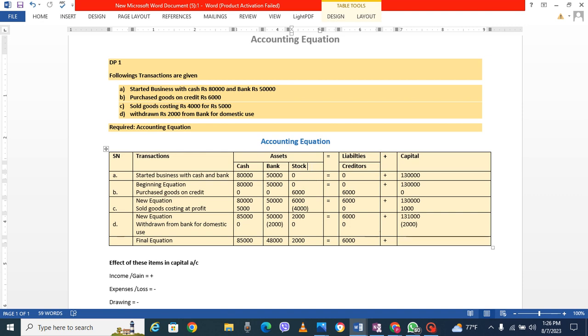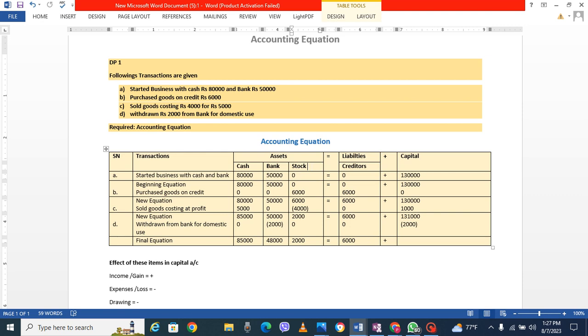So the next one is withdrawn 2,000 from bank for domestic use. So this is drawing. The correction of drawing is under the capital. So we have to minus it in capital, and an amount withdrawn means either we have received cash or we will be receiving a check. That means the effect will be on cash or bank. So that's why no need to prepare a separate column under the assets heading.